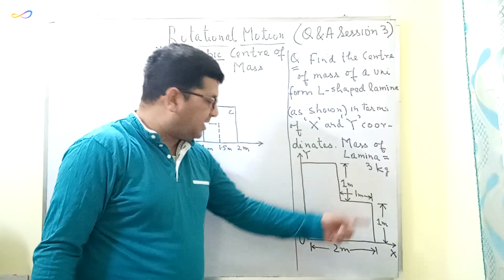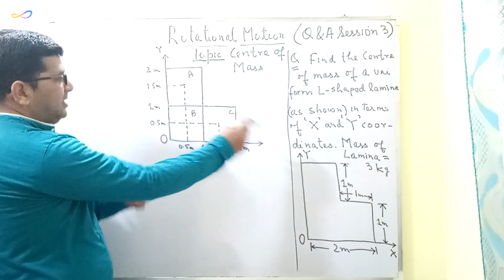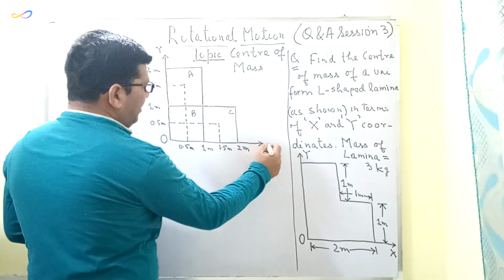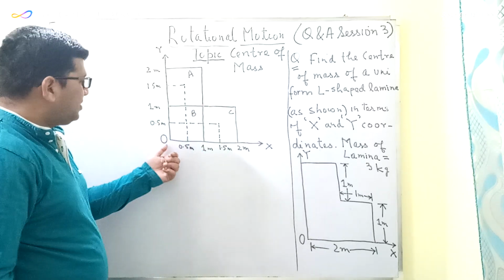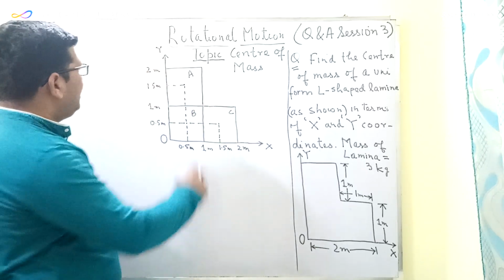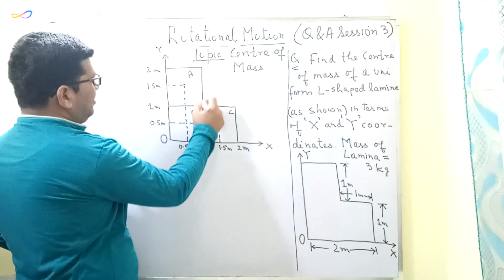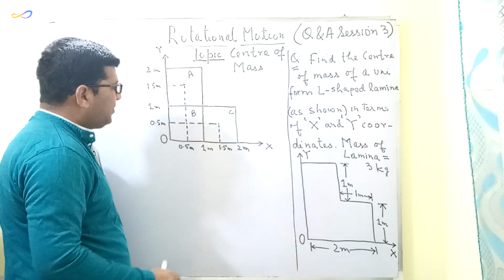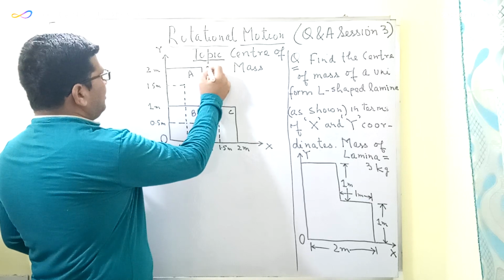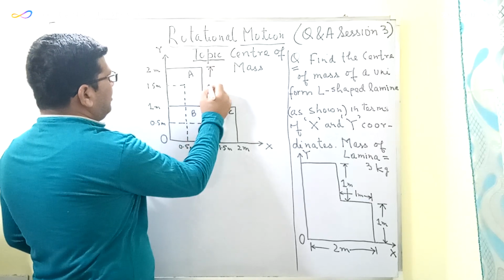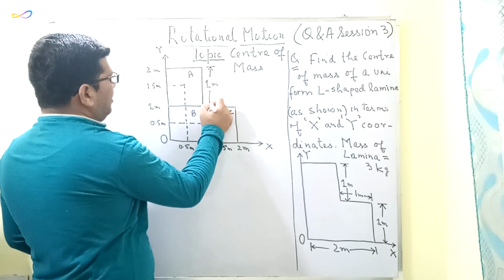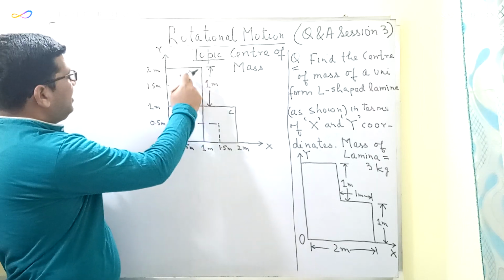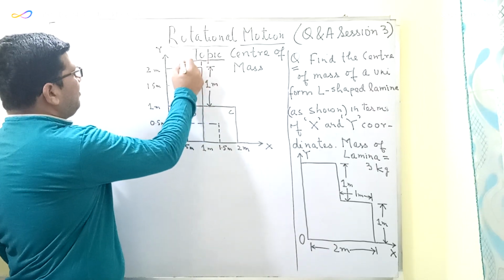The mass of the lamina is 3 kg, and I have already drawn this figure on this x and y frame. This is the origin, this is the x-axis, and this is the y-axis, and this is the lamina. I have divided this lamina into 3 equal parts, A, B and C. The length of this portion of the lamina is 1 meter, and this is also 1 meter, this is also 1 meter.